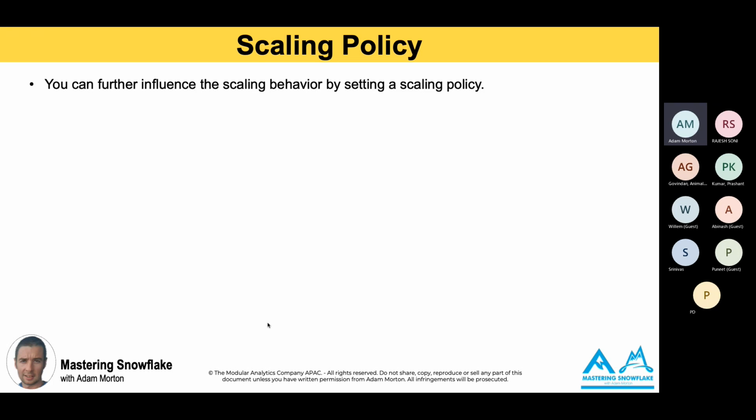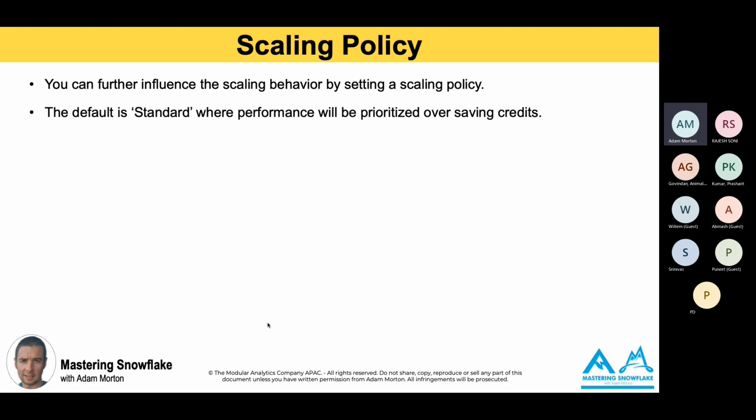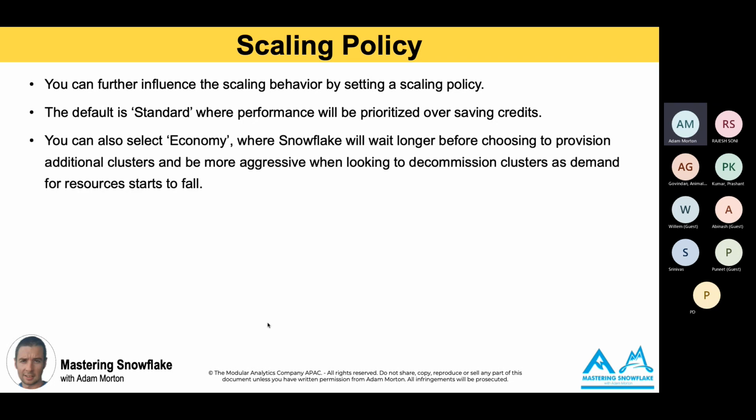Let's talk about scaling policy now, which is one of the options when you set up the virtual warehouse. The scaling behavior that we just covered, you can further influence and control by setting the scaling policy. There are two options. The default is standard. This is where performance of your queries will be prioritized over saving credits, so it will avoid any instance of queuing, and it will add additional clusters to your virtual warehouse. The other option is economy, where Snowflake will wait a little bit longer before choosing to add additional clusters, but it will also be more aggressive when looking to decommission clusters as demand for resources starts to fall.